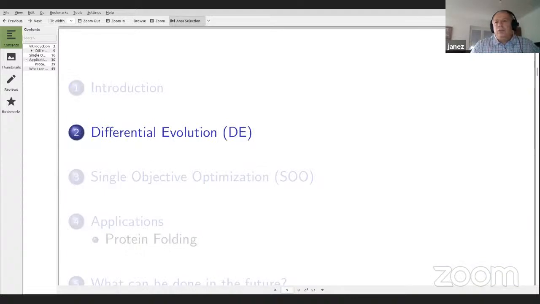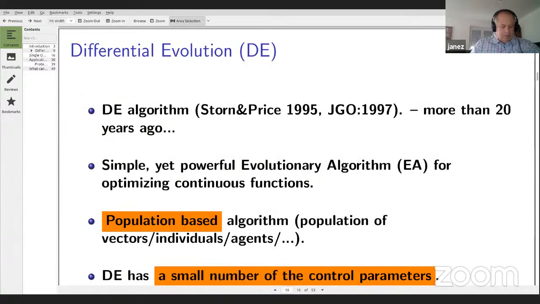Let's go to differential evolution. It is quite old, now more than 20 years ago, 25 more or less. It was proposed by Storn and Price in 1995 in a technical report and then in a journal paper in 97. And it is a population-based algorithm. So now we are talking about evolutionary algorithms, and all evolutionary algorithms belong to the group of population-based algorithms.